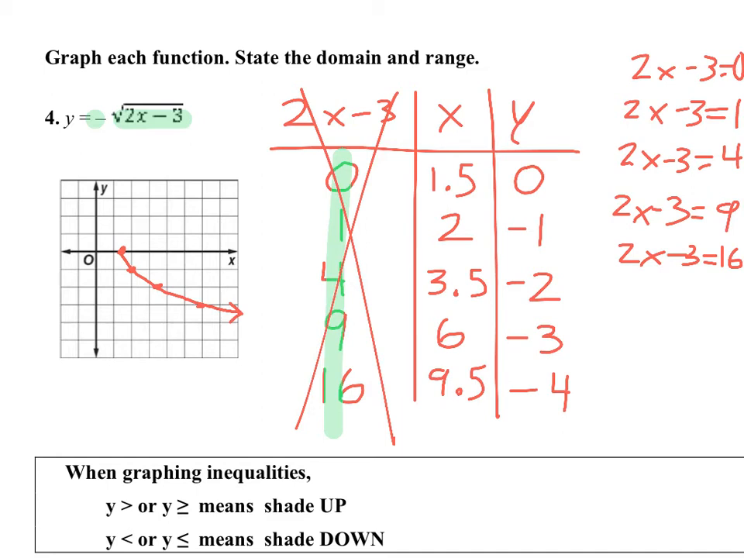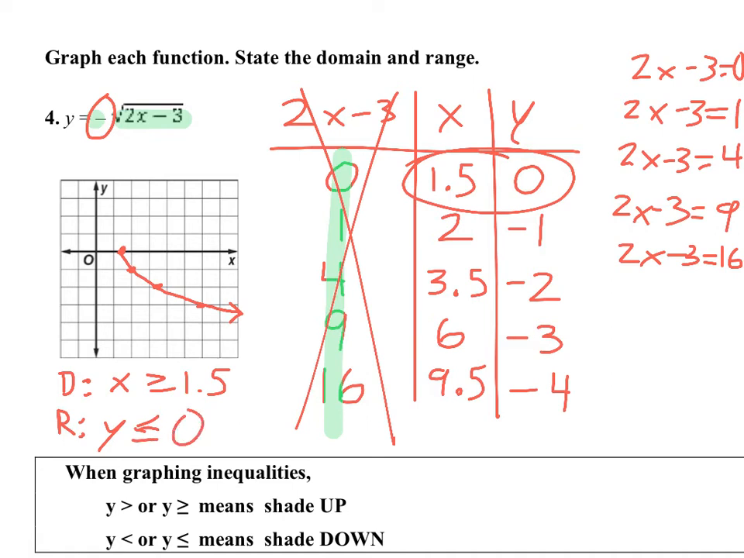Alright, so notice that graph goes upside down, and that's caused by the negative in the front. So our domain, again, always uses the first coordinate. Our domain is x is greater than or equal to 1.5. Because the graph is upside down, our range is going to be y is less than or equal to 0.